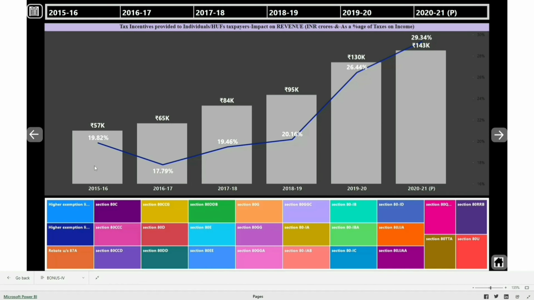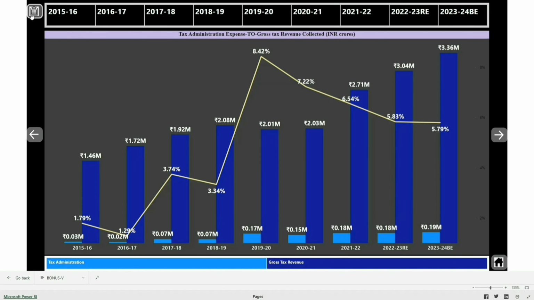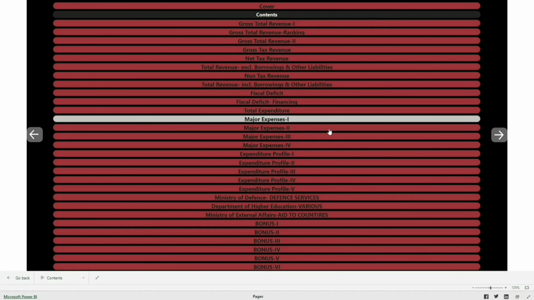And here what I've done is I've combined all the categories into one in terms of percentage, right? And here you can see, because of all these deductions, government is roughly losing 30% of its taxes on income for the year 2021. Moving forward, let's go back and look at expenses here.